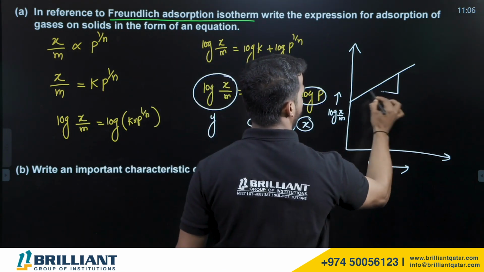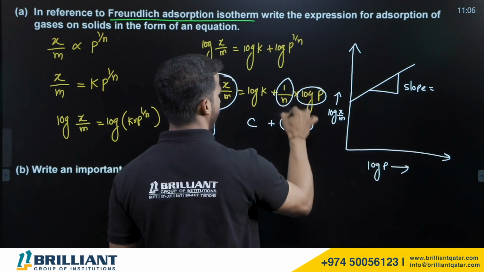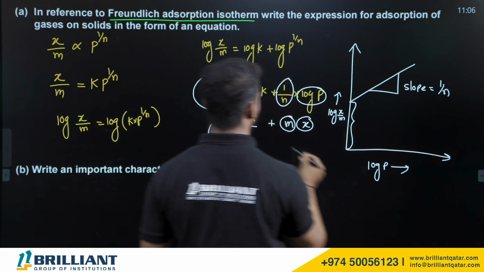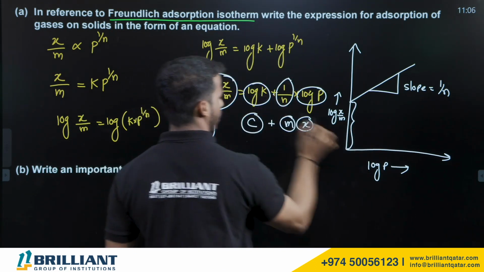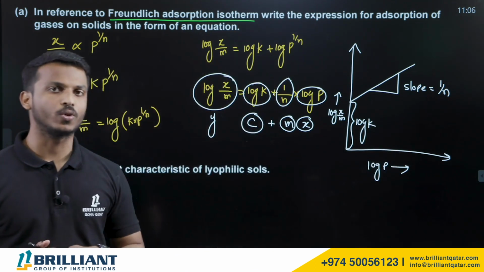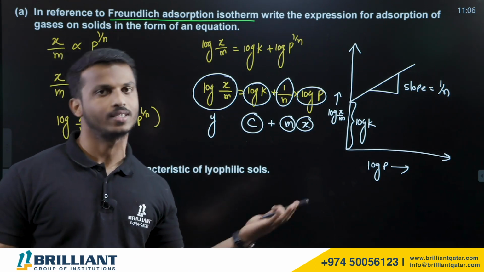And what is the slope of this line? If you take the slope of this line, m is equal to 1 by n. That's the slope. And what is the y-intercept? The y-intercept is c, that is log k. So they can ask you in Freundlich adsorption isotherm: what is the slope, what is the y-intercept, what is on the y-axis, what is on the x-axis. Important.